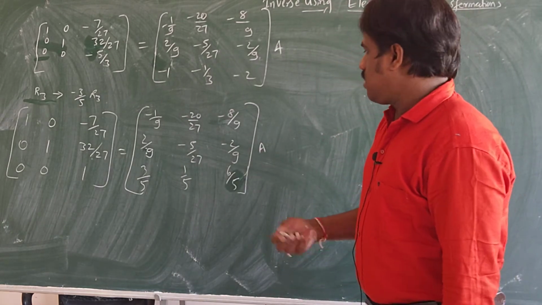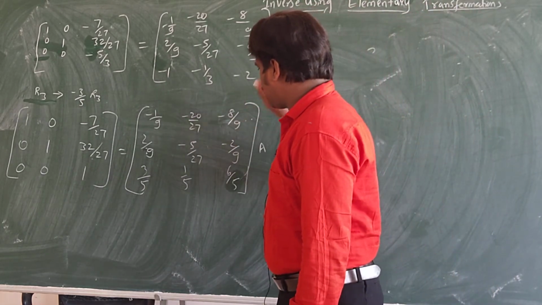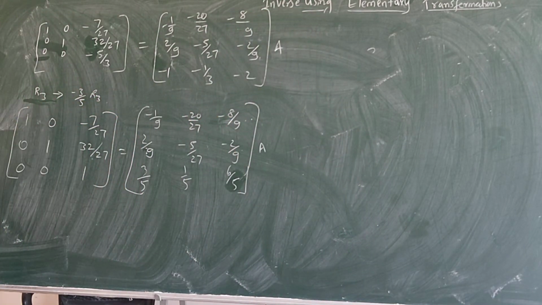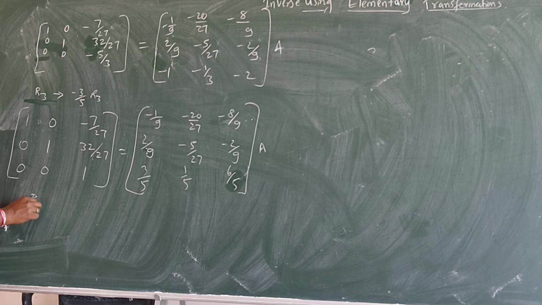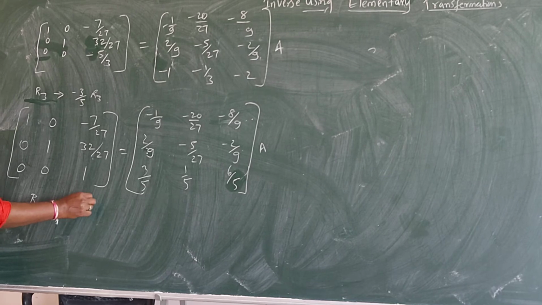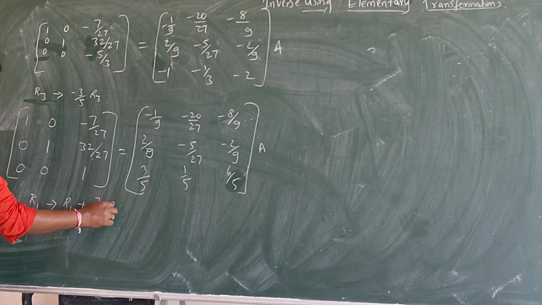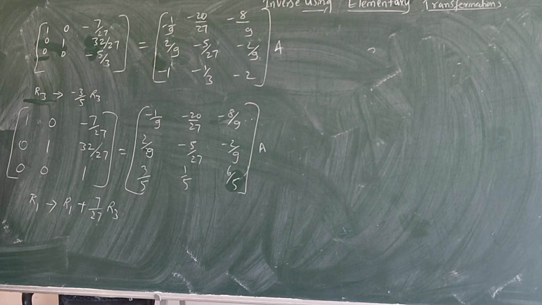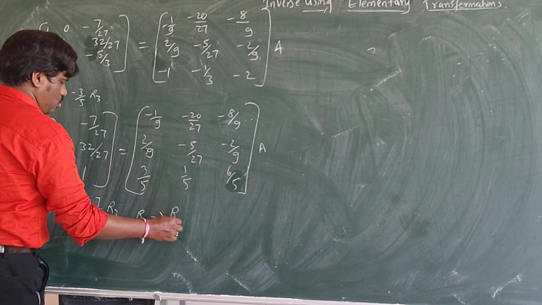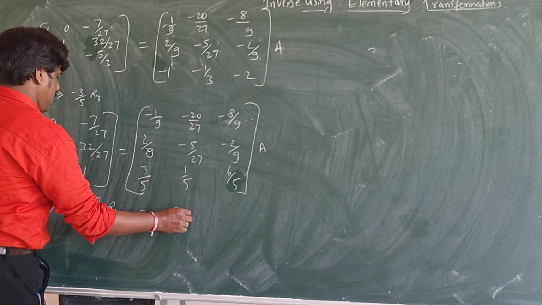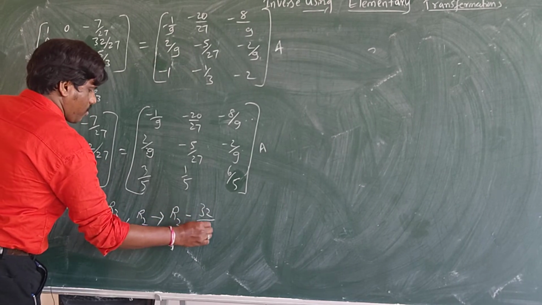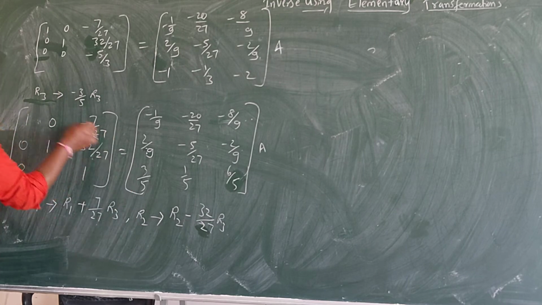That's fine. Now what I have to make it here? These two I have to make it zeros. Okay, these two here we have to make it 0. So what I write here? I'll write here R1 implies R1 plus 7 by 27 R3. Okay, next R2 implies R2 minus 32 by 27 R3. This side is okay.